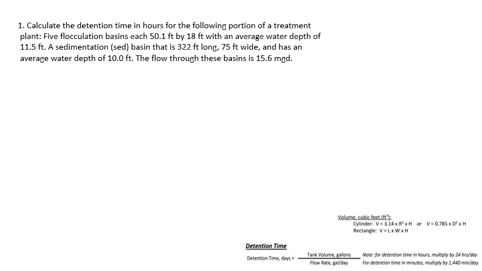Calculate the detention time in hours for the following portion of a treatment plant. 5 flocculation basins, each 50.1 feet by 18 feet with an average water depth of 11.5 feet. A sedimentation basin that is 322 feet long, 75 feet wide, and has an average water depth of 10 feet. The flow through these basins is 15.6 million gallons a day.